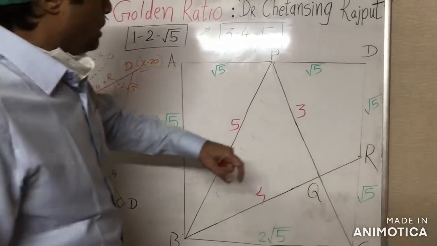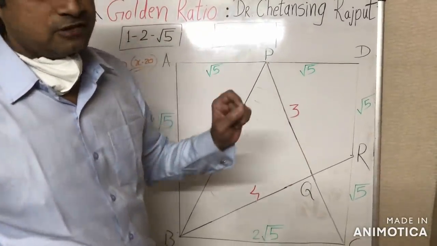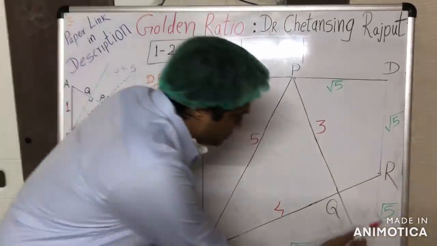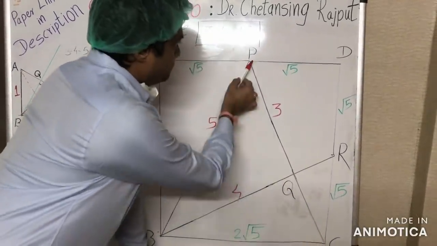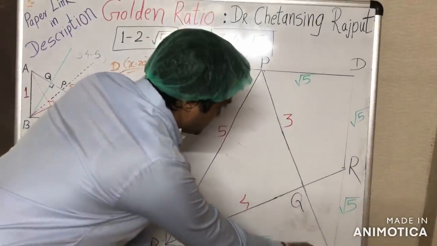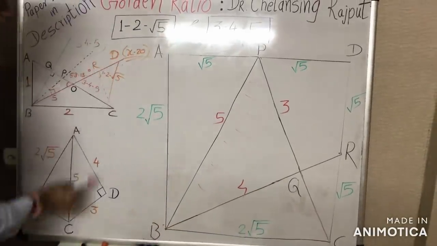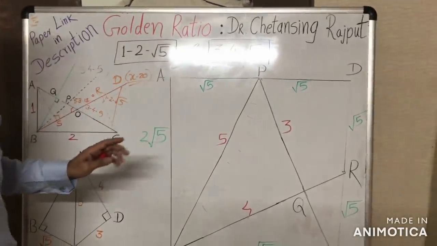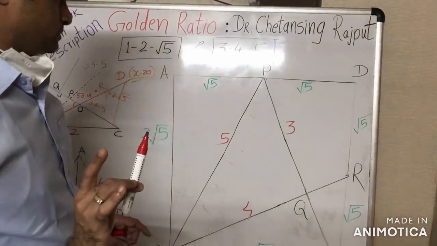And all other triangles formed in this figure are precisely 1, 2, root 5 triangles, like this triangle CQR, CPD, CRB, CQB, ABP. All other triangles formed here are 1, 2, root 5 triangles of different sizes.